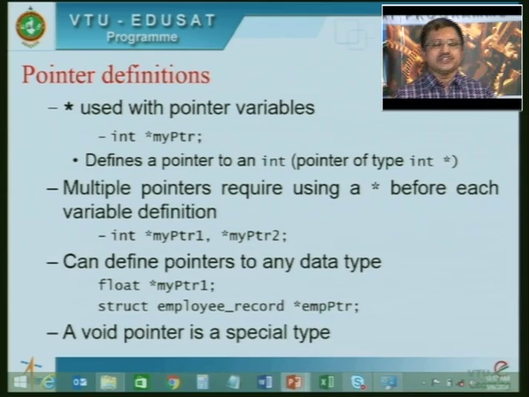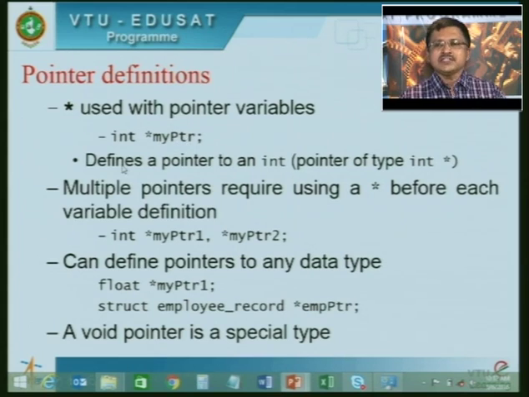Let us now get into the syntax. A star symbol is used with pointer variables. If I have to declare a pointer variable, invariably I have to prefix a star in front of the variable name that I want to be a pointer variable. For example, I have specified int *my_pointer.